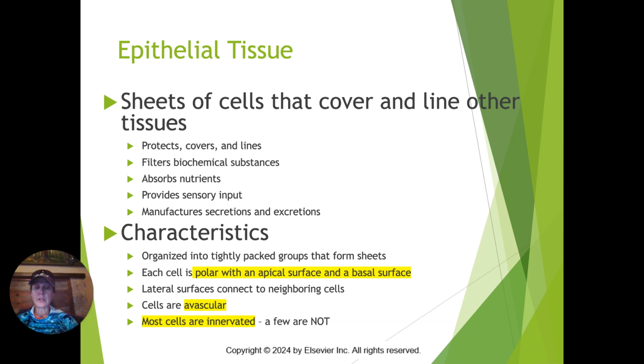As general characteristics of epithelium goes, it is generally organized into sheets. Every one of our epithelial cells is polar, and what that means is that it's got a top surface, or the apical surface, and a bottom surface, or the basal surface. And those basal surfaces are often anchored essentially to connective tissue, as we will find out later in this lecture. The side-to-side or lateral surfaces connect each other to neighboring cells. And important to know about epithelial tissue is that most epithelial tissue is avascular, meaning it does not have blood or lymphatic supply. And most epithelial tissue is also innervated, meaning that it has nerves running into it.